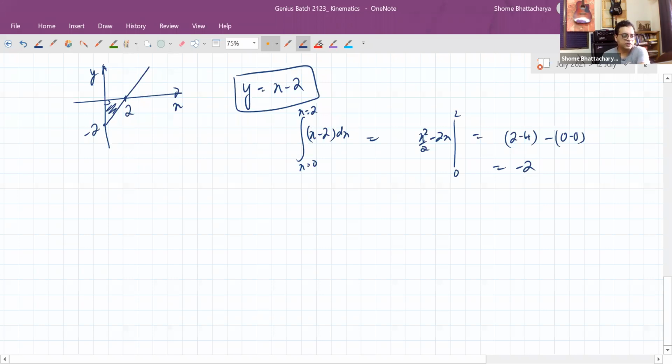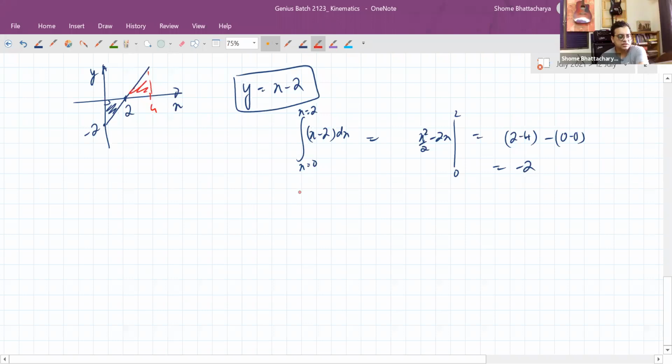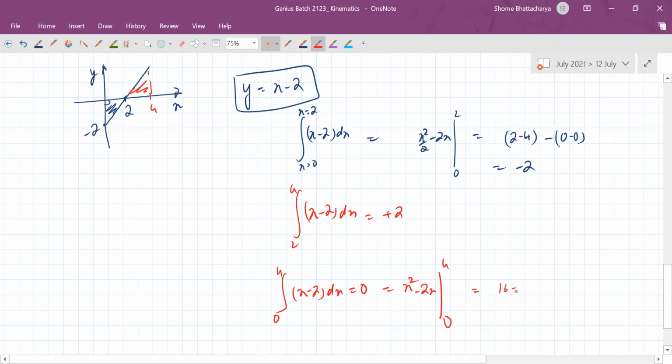Similarly, if you calculate the total area from 0 to 4, you can see that this and this will cancel each other. The same thing: if you calculate from 2 to 4, you'll see the area will come out to be plus 2. And that's why if you calculate from 0 to 4, the net area will come out to be 0. As you can see, it will be x square by 2 minus 2x, so the upper limit also gives 0.